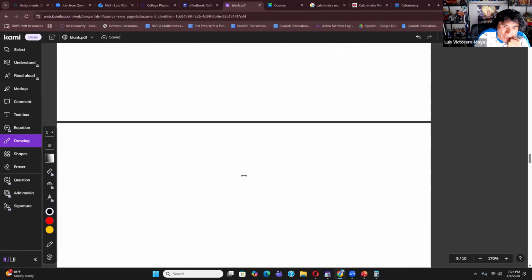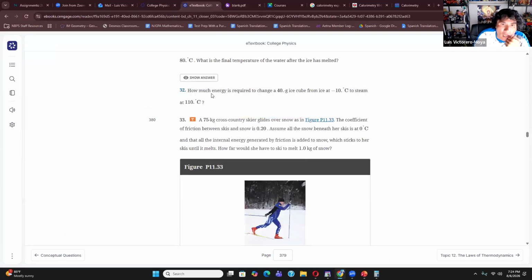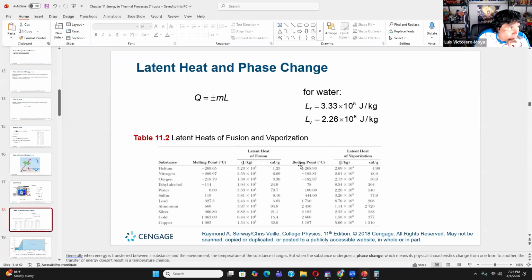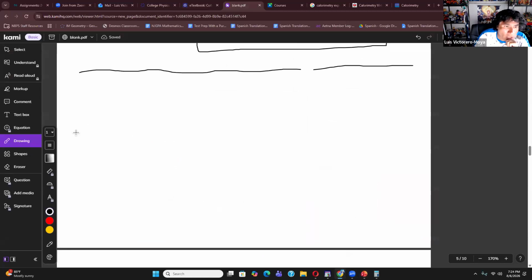Well, let's do one with ice at negative degrees Celsius. How much energy is required to change 40 grams of ice at -10 to steam? This one is a very interesting problem. You're going to do a full double phase change. You're gonna melt it and then you're gonna evaporate it, so you need these two. You can do the graph as well. I suggest you do that because you can see what's going on.